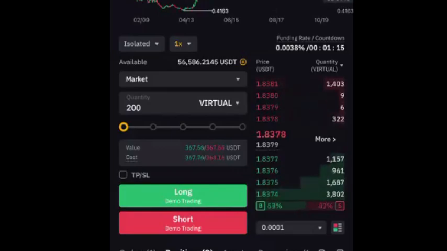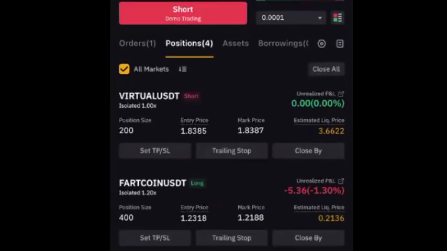When you are spot trading, that's not leverage trading. You can never invest in the market to go down. When you are leverage trading, you can invest in the market to go down. So I'm going to click short right now. And basically, I've placed the trade.